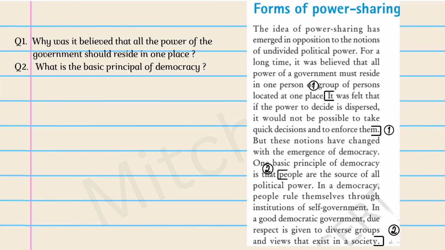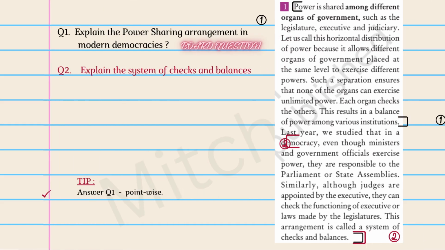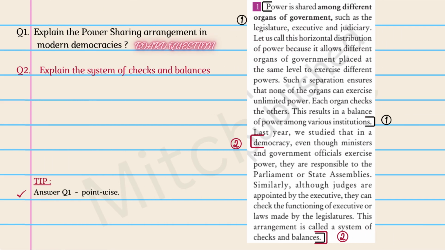Question 1, why was it believed that all the power of the government should reside in one place? And the answer has been clearly marked. It was felt that if the power to decide is dispersed, it would not be possible to take quick decisions and to enforce them. Question number 2 is, what is the basic principle of democracy? Answer again has been clearly marked. Kindly do the same.